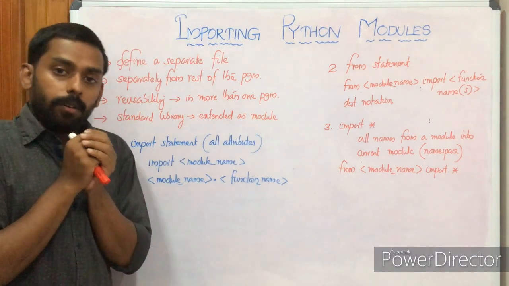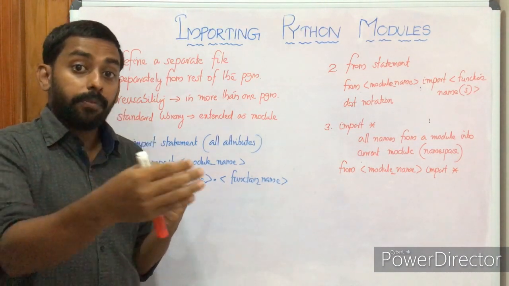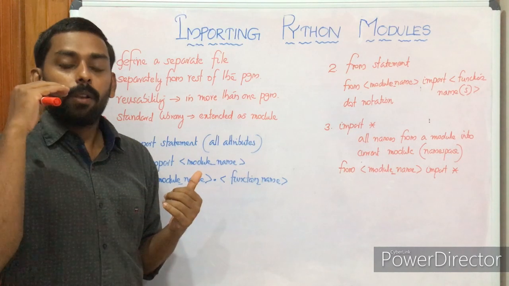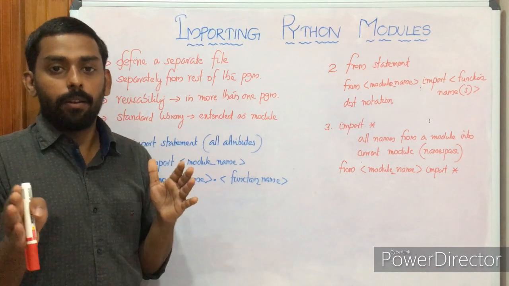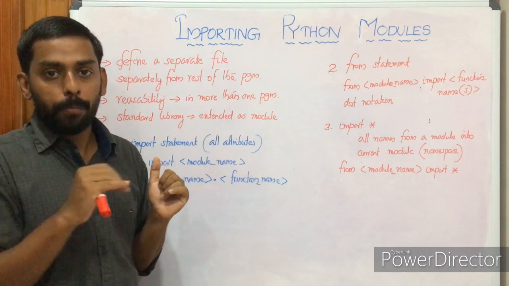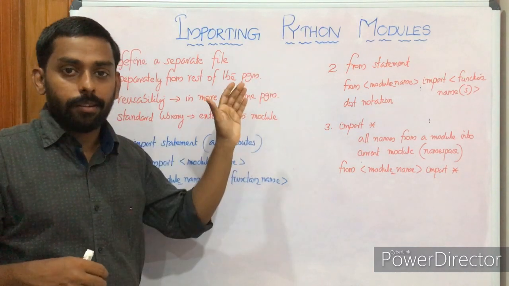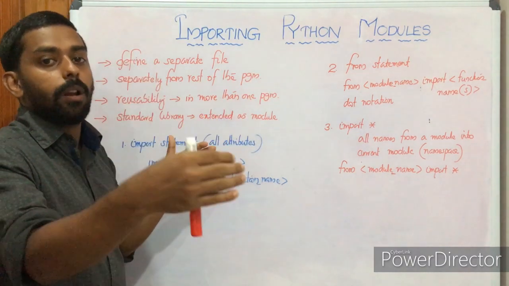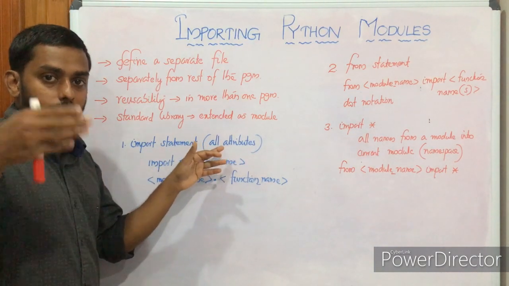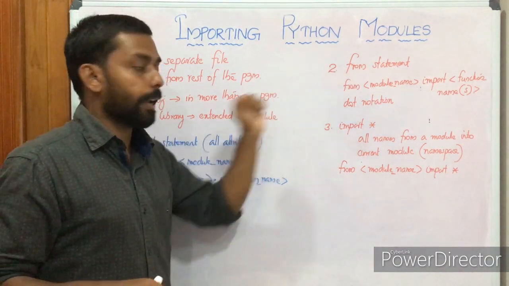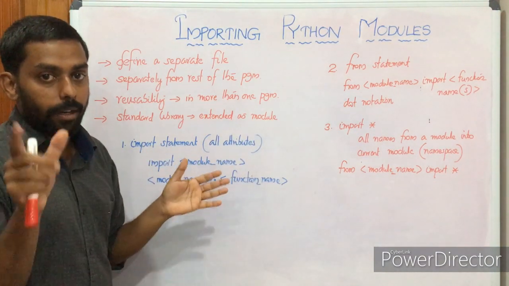Then after having a module, either built-in or user-defined, we have to use it in our program, right? So after having the module available somewhere as a separate file in our library or in the program, we have to use it in our program. So these are the three concepts using which we can import the functionalities of a module into our program. Using the first, it allows us to access all the attributes. Using the second, we can access only some of them. Using the third, we can access all, okay? But there is a difference, okay?